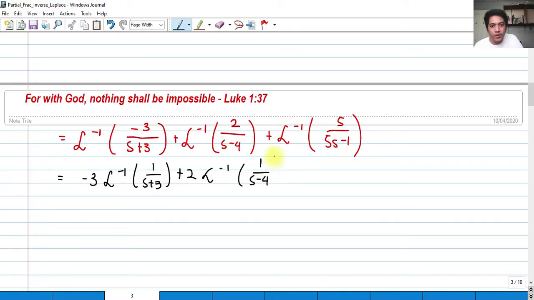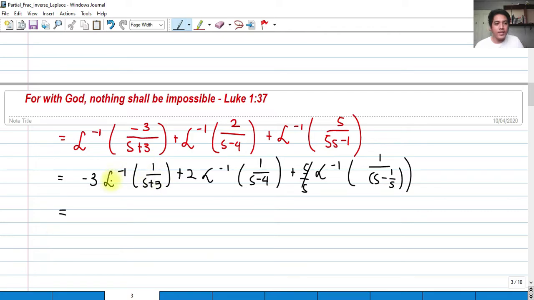plus 5 inverse Laplace of 1 over, I can factor out 5 here. So if I factor out 5 here, that would be s minus 1 over 5, and I can factor out 1/5. If I factor out this 1/5 outside of the Laplace, this 5 would be cancelled. That becomes 5 over 5, that becomes 1, and we are left with the inverse Laplace of this.